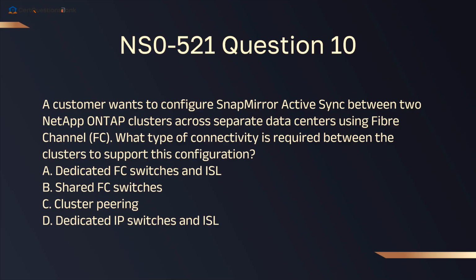A customer wants to configure SnapMirror active sync between two NetApp ONTAP clusters across separate data centers using Fibre Channel, FC. What type of connectivity is required between the clusters to support this configuration?